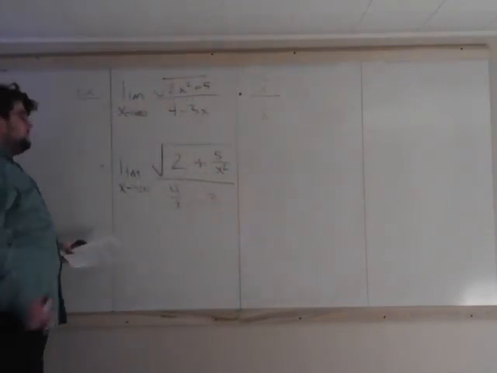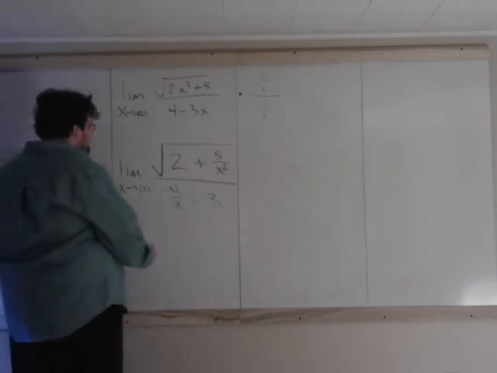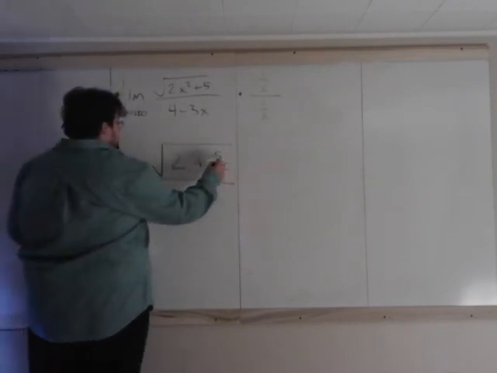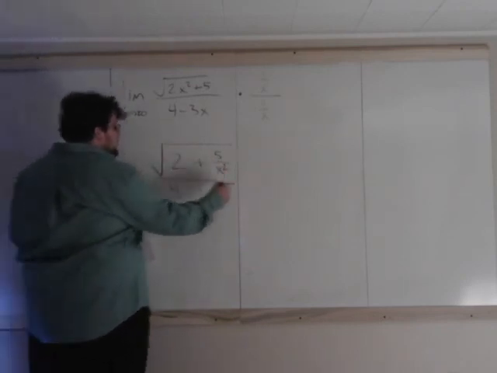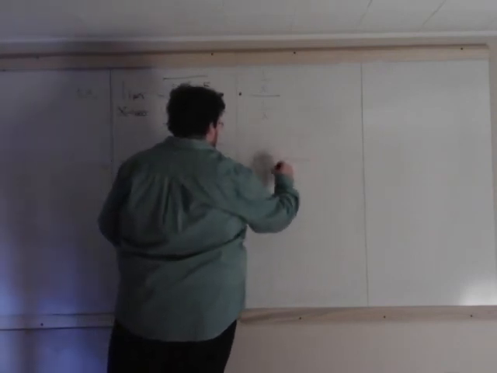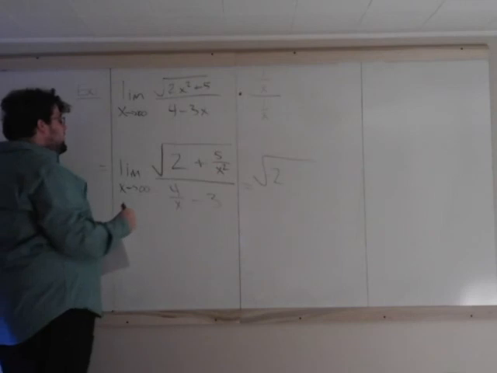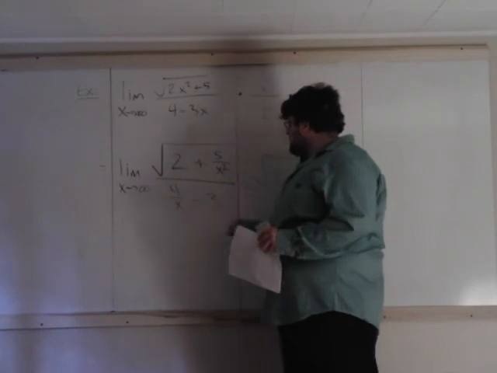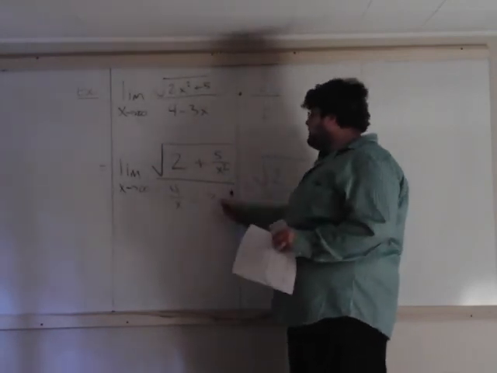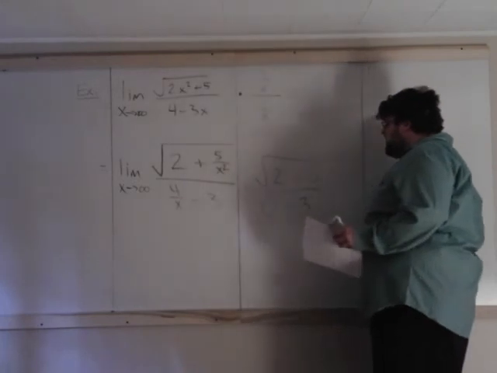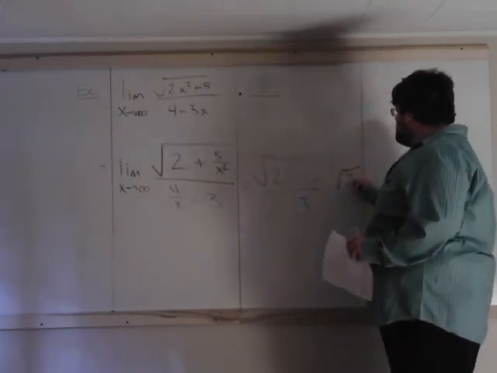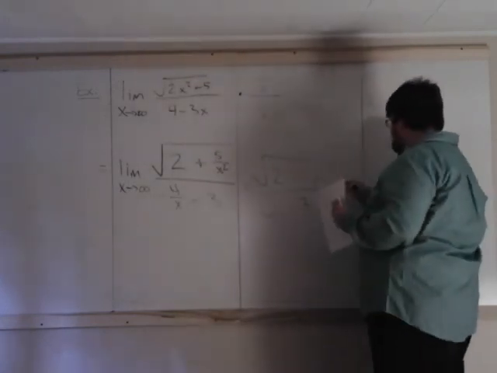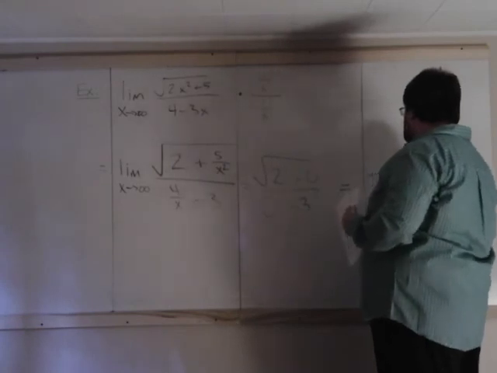Well, now all we have to use are the algebraic limit laws. Limits can get inside square roots. That was one of the algebraic limit laws. As x goes to infinity, 2 goes to 2. The square root stays there. As x goes to infinity, 5 over x squared goes to 0. As x goes to infinity, 4 over x goes to 0, and negative 3 goes to negative 3. So this simplifies to negative root 2 over 3. I'll write that like this. Negative root 2 over 3.